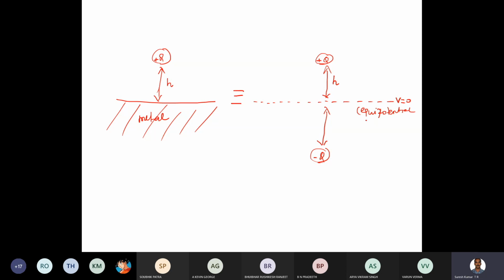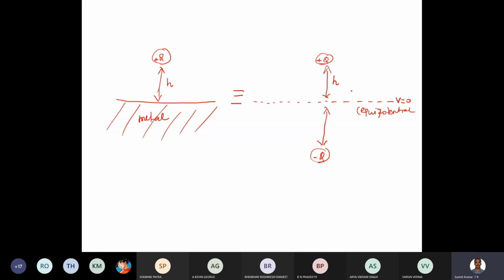Earlier we had only one charge, but some metal was there. So if you want to solve this problem, you need to apply the boundary condition. But in this case, you can avoid such complications like boundary conditions. Okay. Now we are going to prove that.